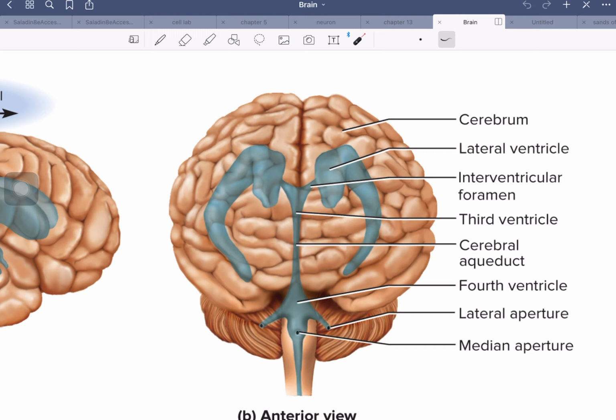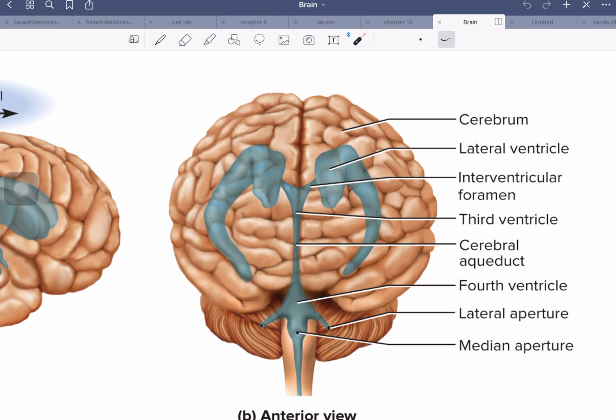Now from here, cerebrospinal fluid has a few options. There's a lateral aperture, and there's another lateral aperture here. Then there's a median aperture. So these are places where the cerebrospinal fluid can flow through and out. When it flows from here, it'll flow over the top surface of the brain in that subarachnoid space. And eventually, as we saw in the last video, it gets picked up by the sagittal sinus, because CSF comes from the blood and is returned to the blood.